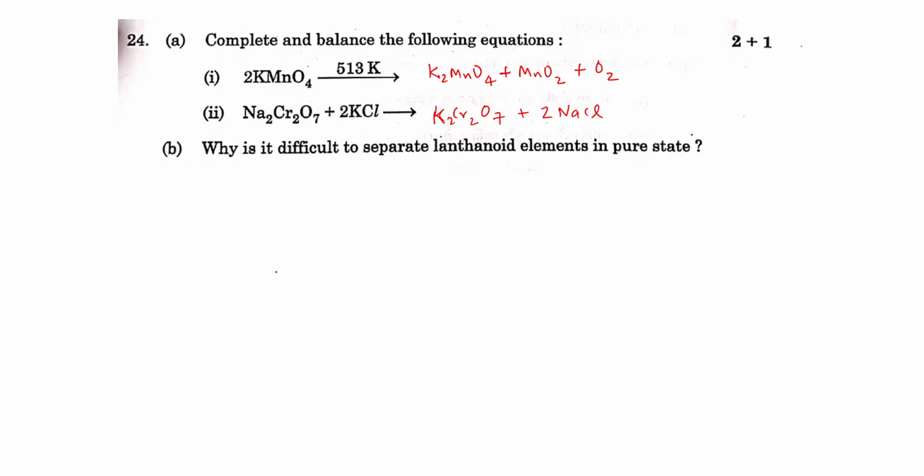Now, this question: why is it difficult to separate lanthanide elements in pure state? There are various reasons. The very first one is very similar atomic size, and this similarity in atomic size is due to lanthanide contraction. That's it. So that is why it becomes very difficult to separate them.